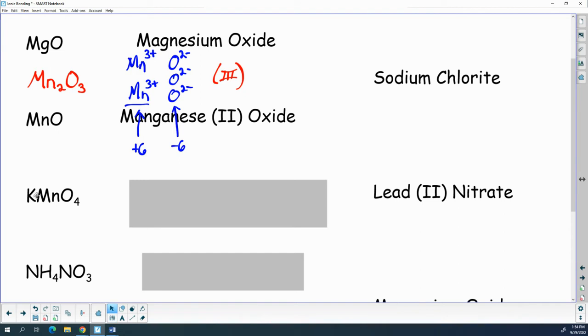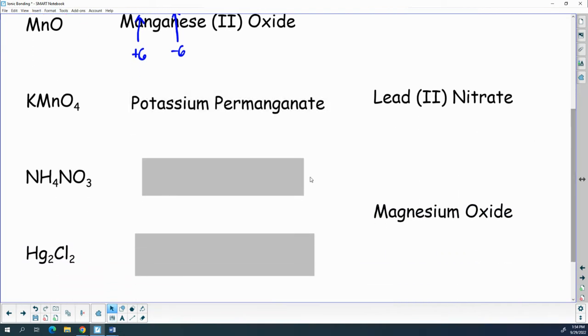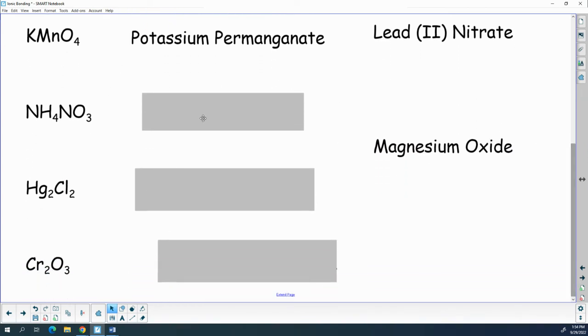Okay, our next one, potassium. MnO4 is permanganate. It's a polyatomic ion. No need for a Roman numeral. Potassium is a group 1 metal, always the same charge. Our next one is ammonium. That's a polyatomic ion. Nitrate. NO3 is also a polyatomic ion.